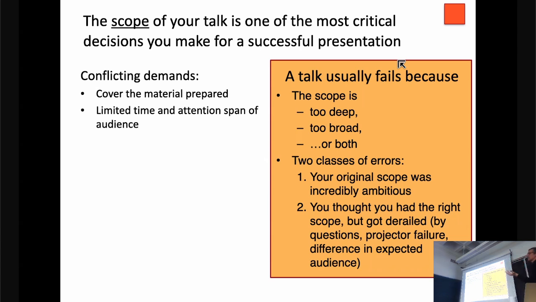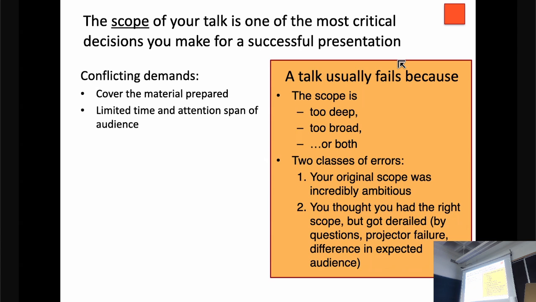And then it fails as a talk. And it could fail because you designed it in a way that was never going to work, or you designed it without remembering that a talk is an interactive thing, and so people can stop you and ask a question.